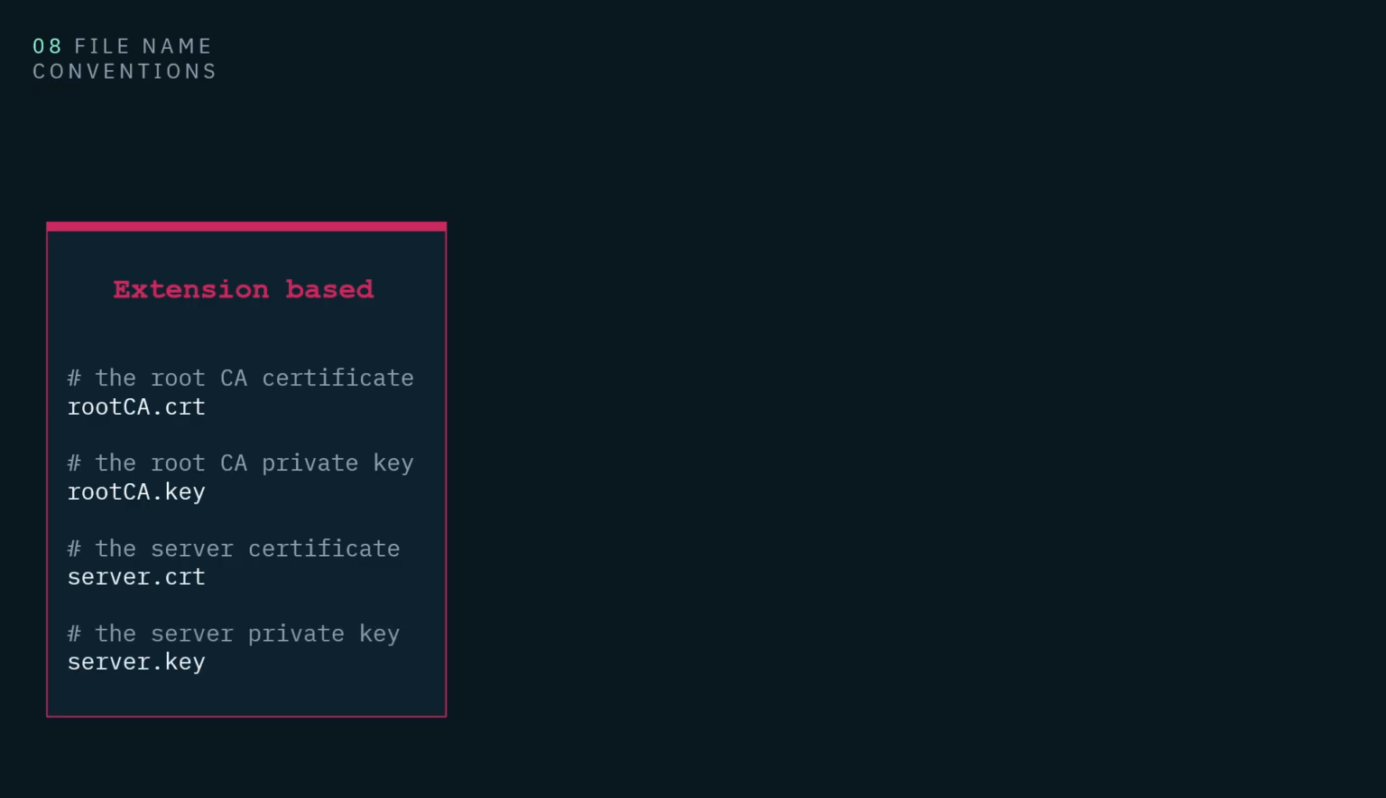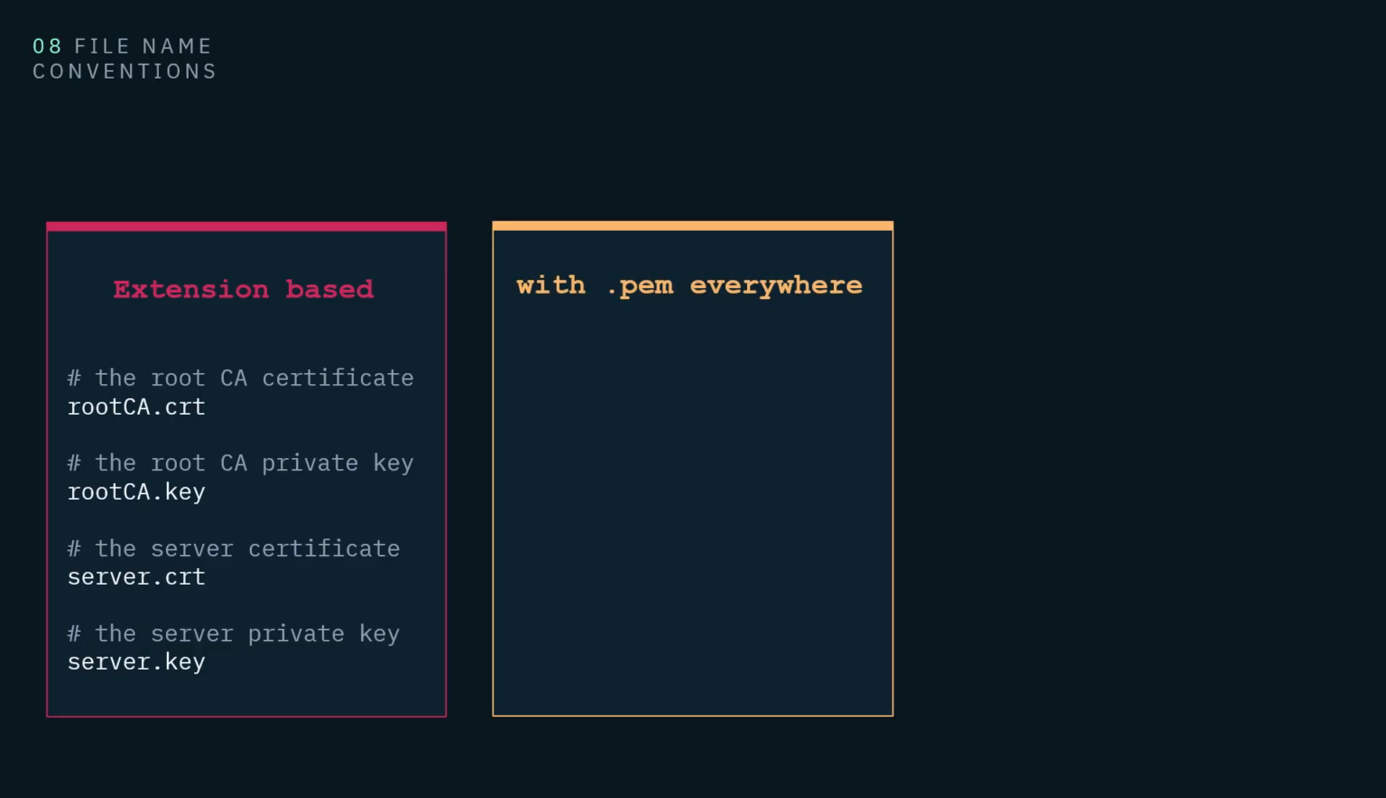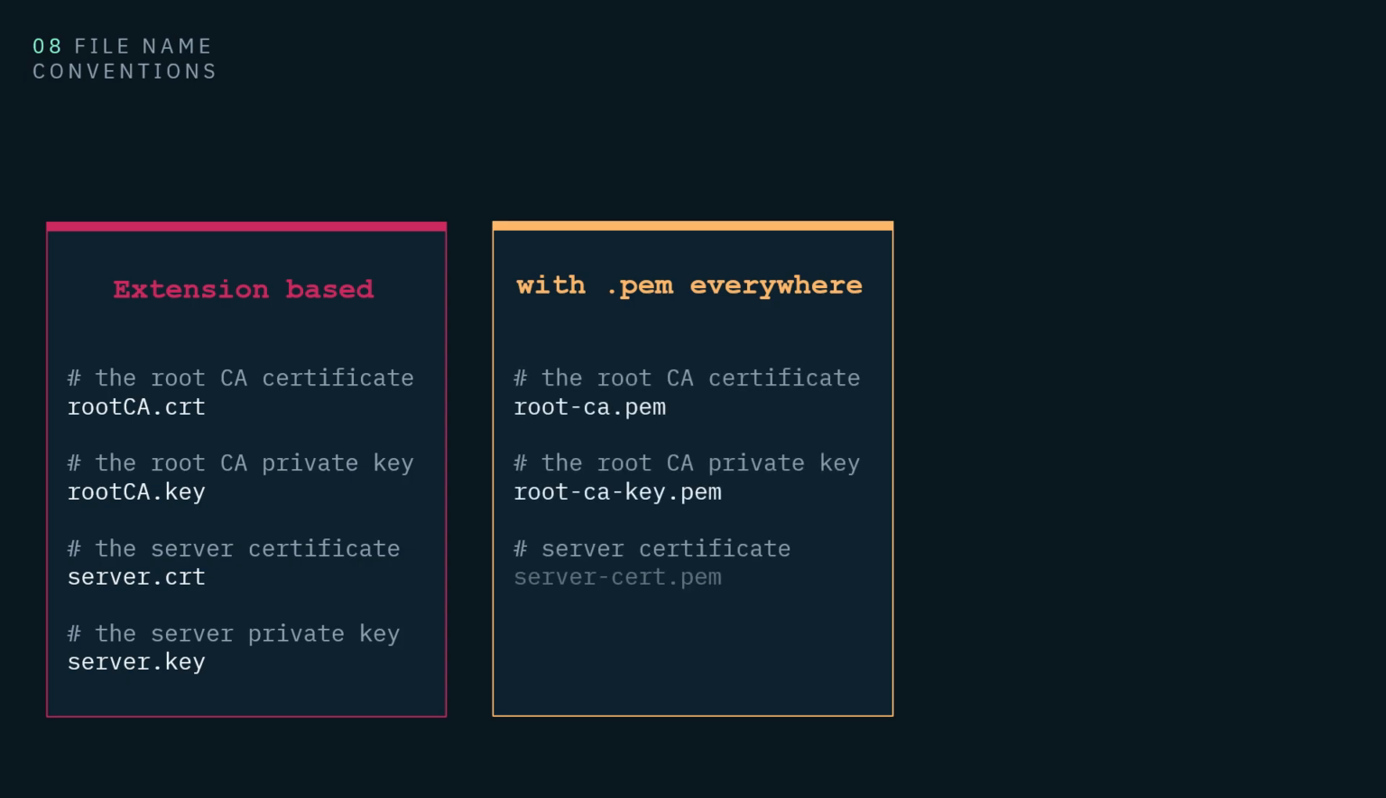The most common convention you will see is using the extension to tell you the type and the name to tell you the role, something like this. Clean, simple, and at a glance you know exactly what each file is and who it belongs to. Some teams go the other direction and use .pem for everything, leaning on the fact that PEM is just an encoding format and letting the file name carry all the meaning. This approach is actually very common in tools like Kubernetes, Terraform, and Vault, where everything tends to be .pem and the file name is what differentiates them.